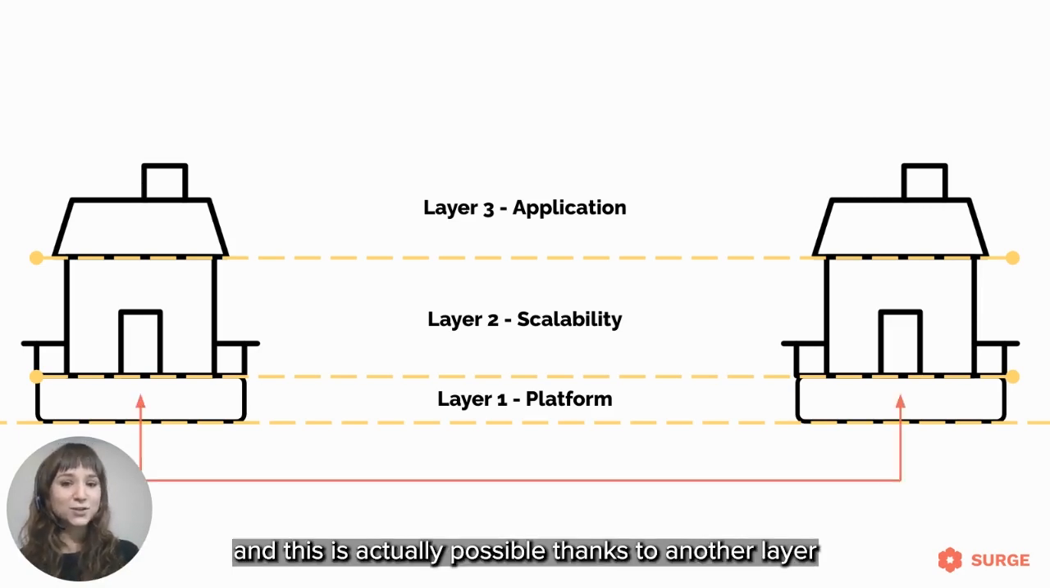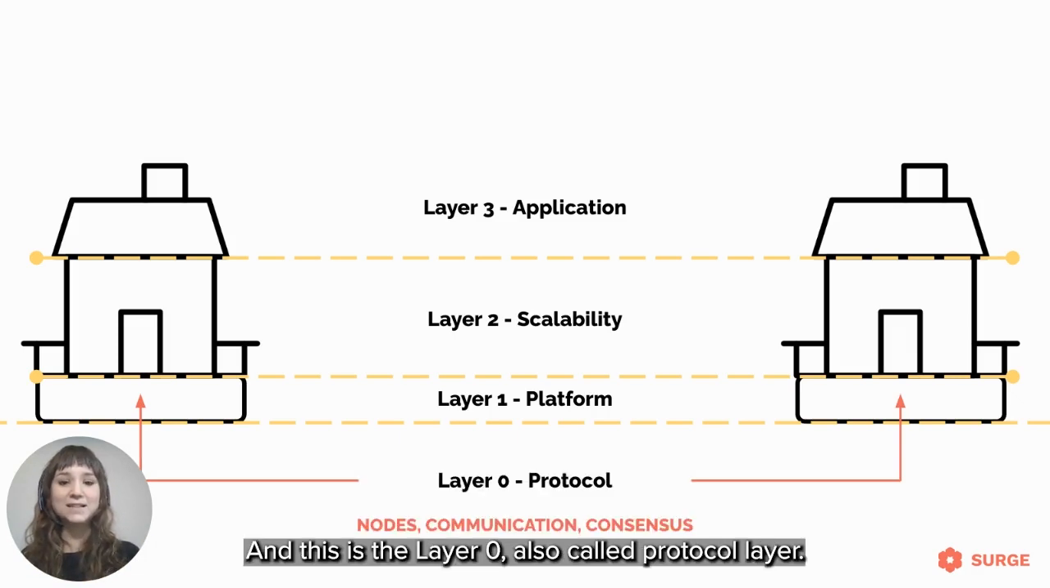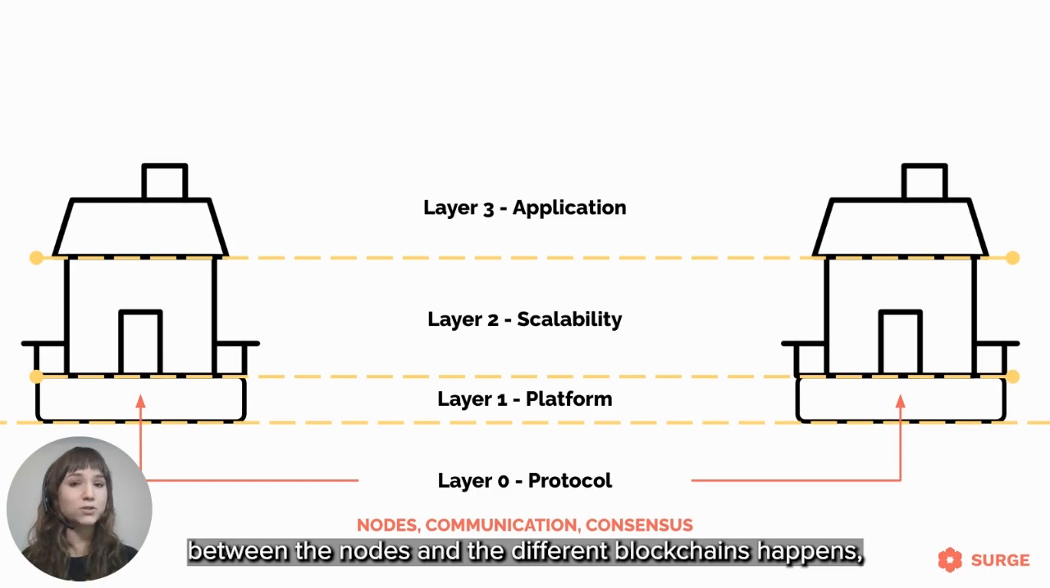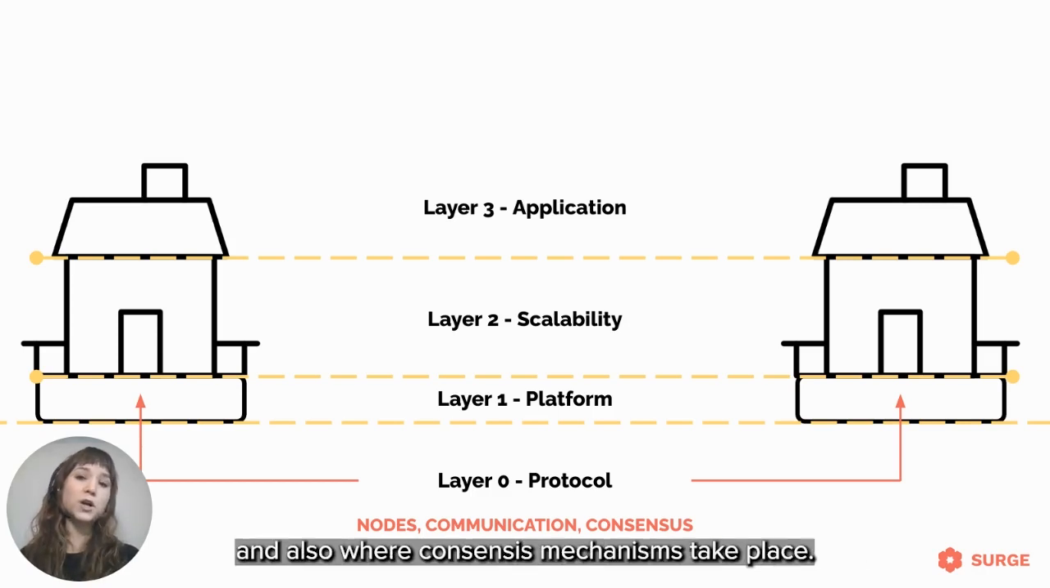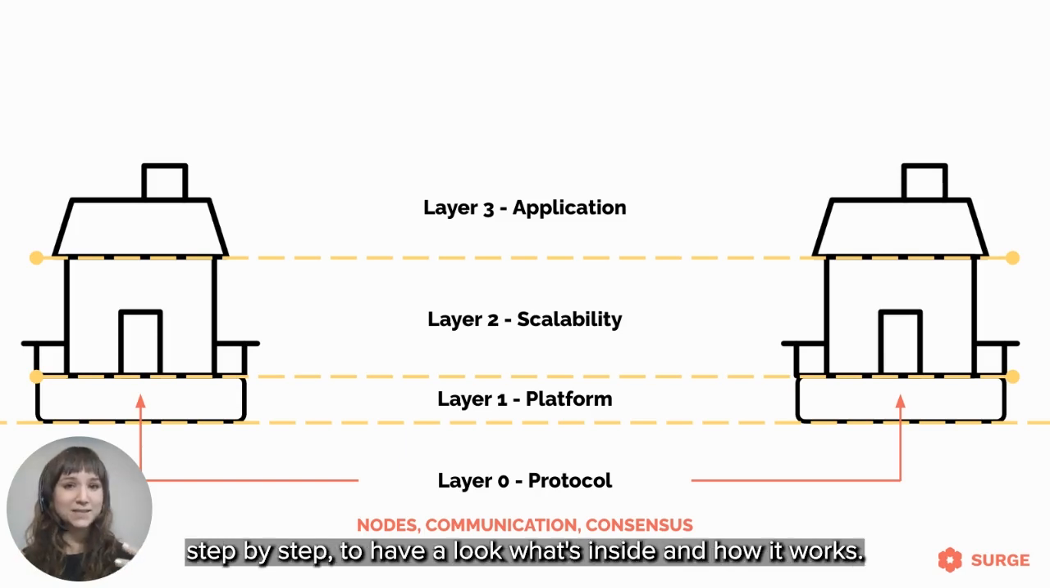And this is actually possible thanks to another layer that is kind of like a tunnel below the surface, below the houses. And this is the layer 0, also called protocol layer. This is where the nodes live, where the communication between the nodes and the different blockchains happens, and also where consensus mechanisms take place. So in the future videos, we will then go through each layer step by step to have a look what's inside and how it works.